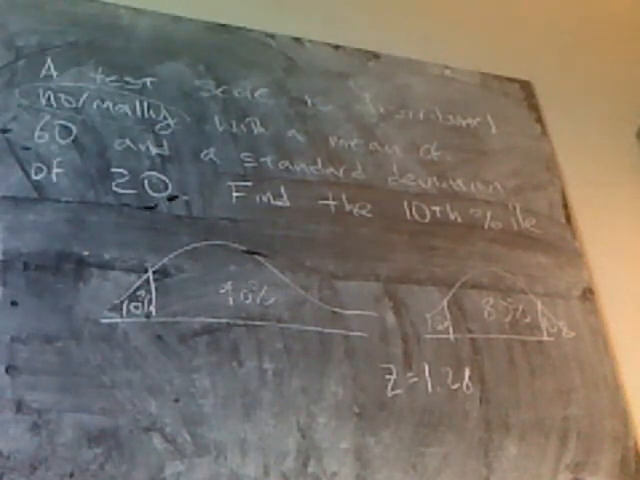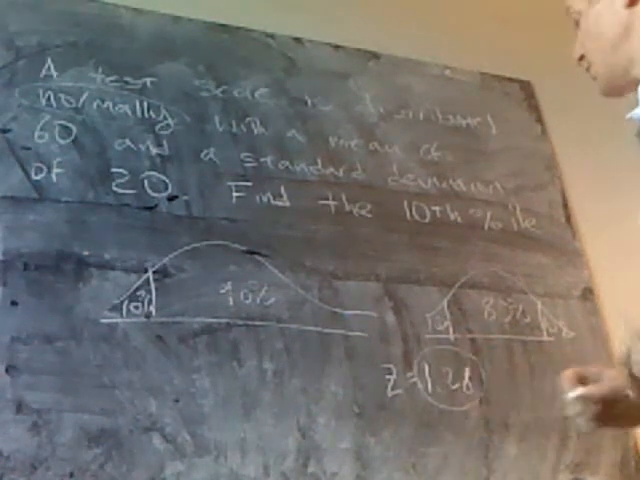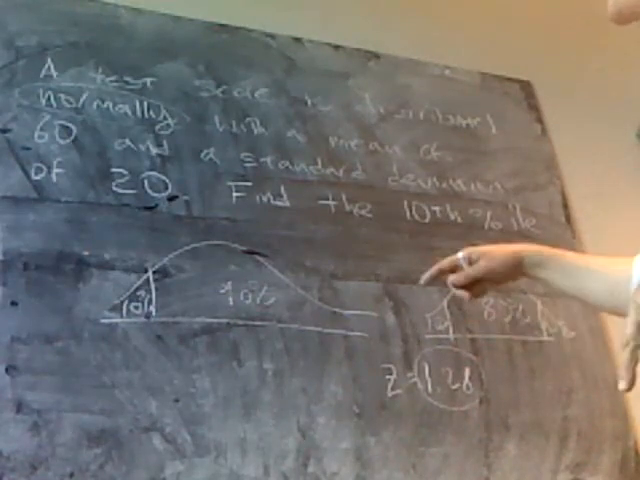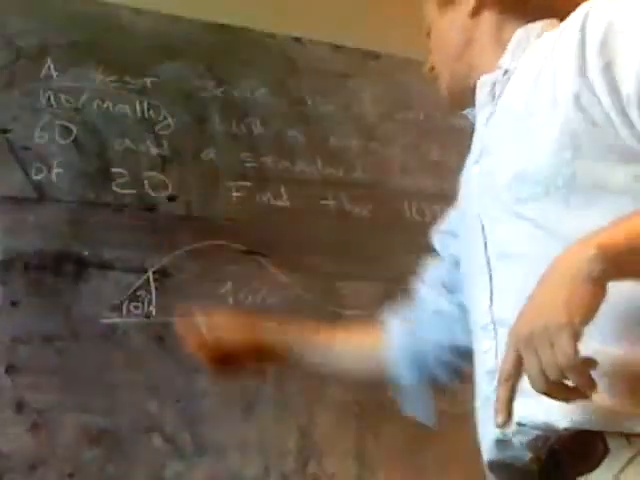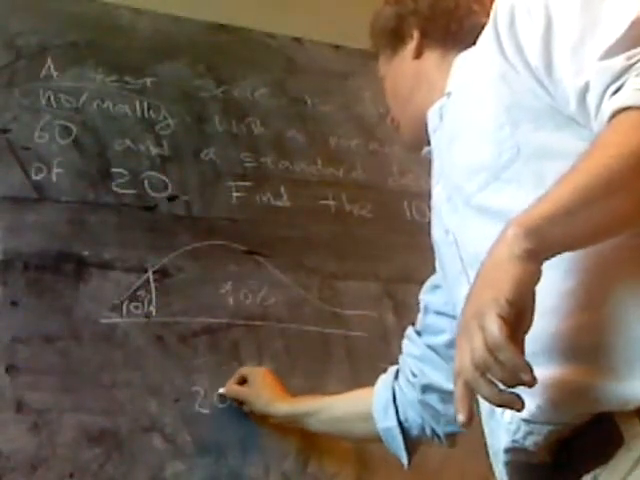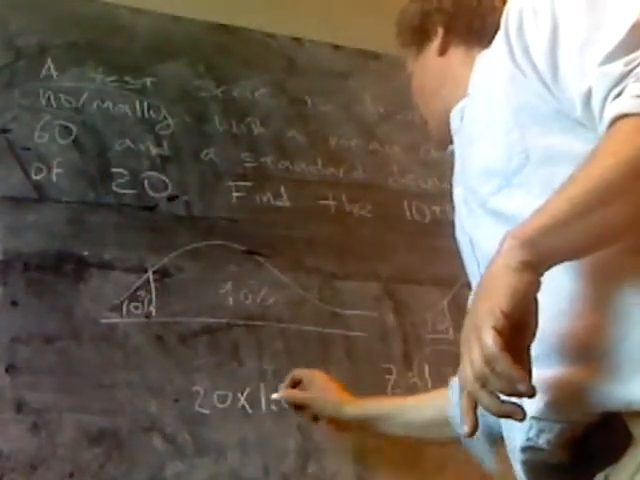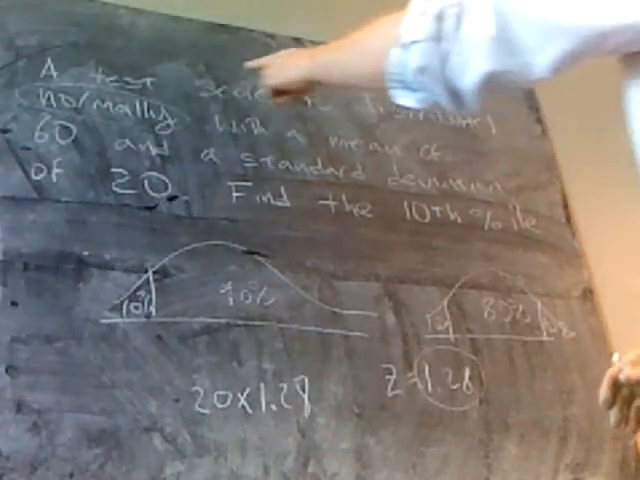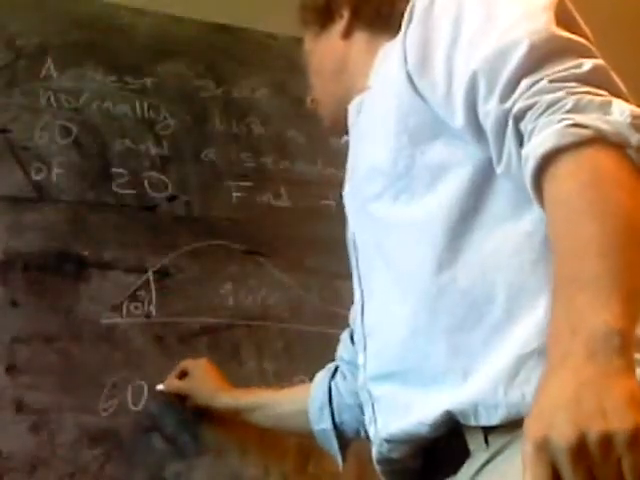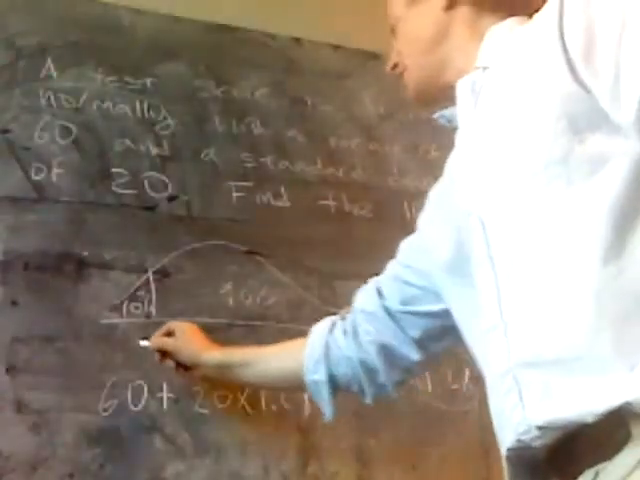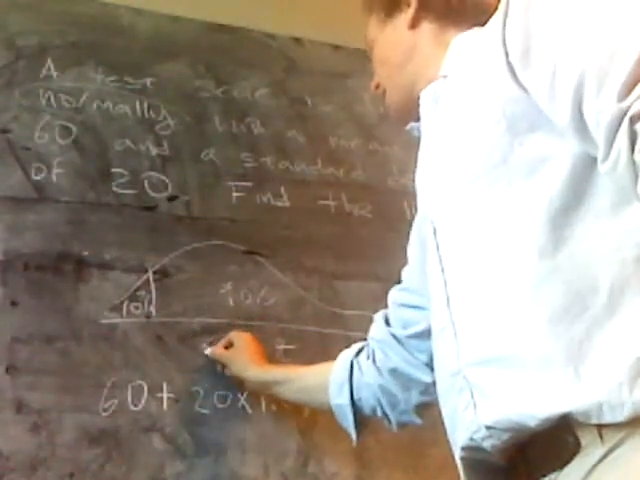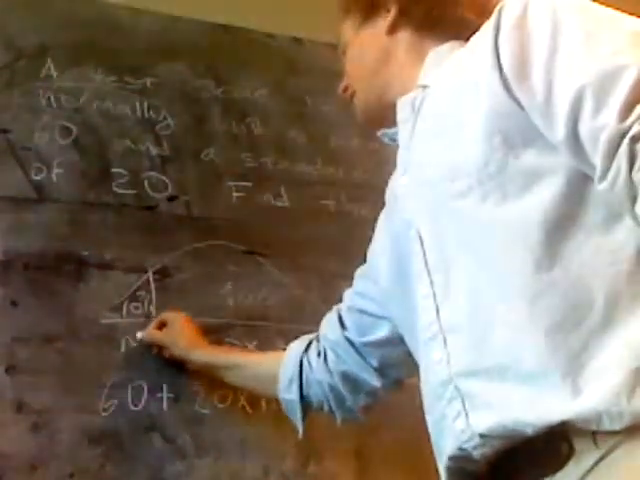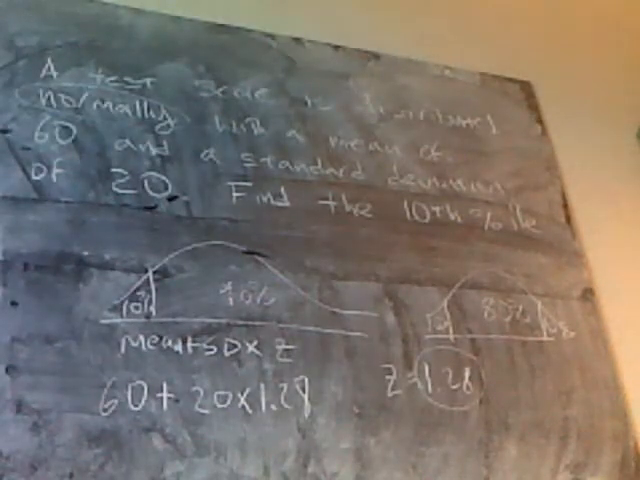Then we have to find out what score that corresponds to. This is how many standard deviations above the mean we are. So the amount of test points we are above the mean will be the standard deviation times that. We'll take 20 times 1.28, and that'll give us the number of test points we are above the mean, and then we'll add that to our mean of 60. So here's another really important process: we're taking the z-score, multiplying it by the standard deviation, and adding it to the mean. That's a really important thing.